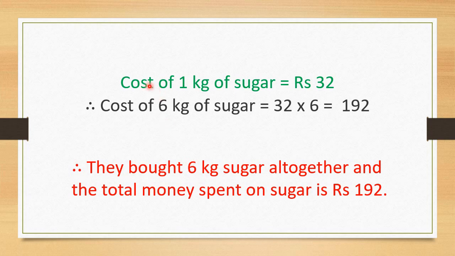So cost of 1 kilogram of sugar is rupees 32. So cost of 6 kilograms of sugar is equal to 32 multiplied by 6, we will get 192. So they bought 6 kilograms of sugar altogether, and the total money spent on sugar is rupees 192.